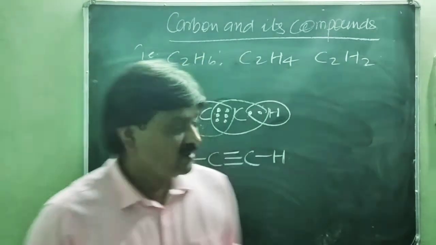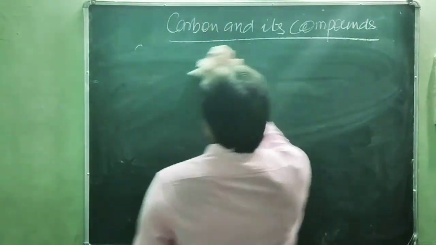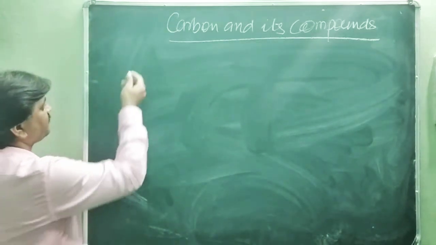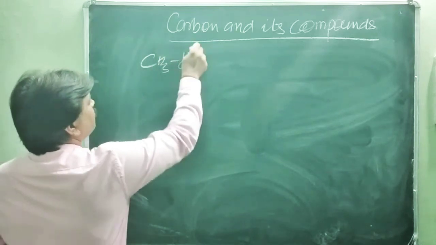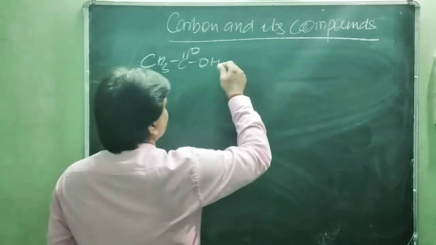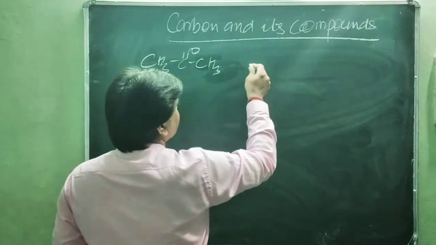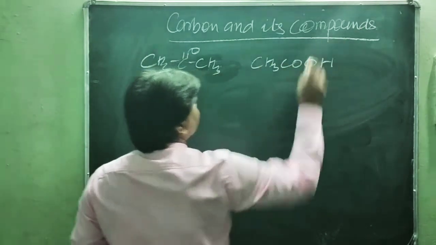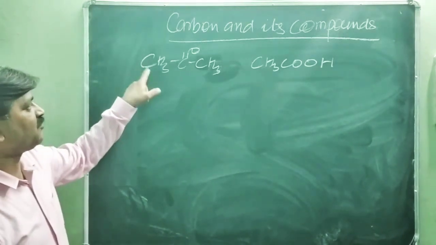Next compound: just like, what is the electronic dot structure of acetone, CH3COCH3, and acetic acid, CH3COOH? How do you write it? So first, here there are 3 carbons, 1, 2 and 3.